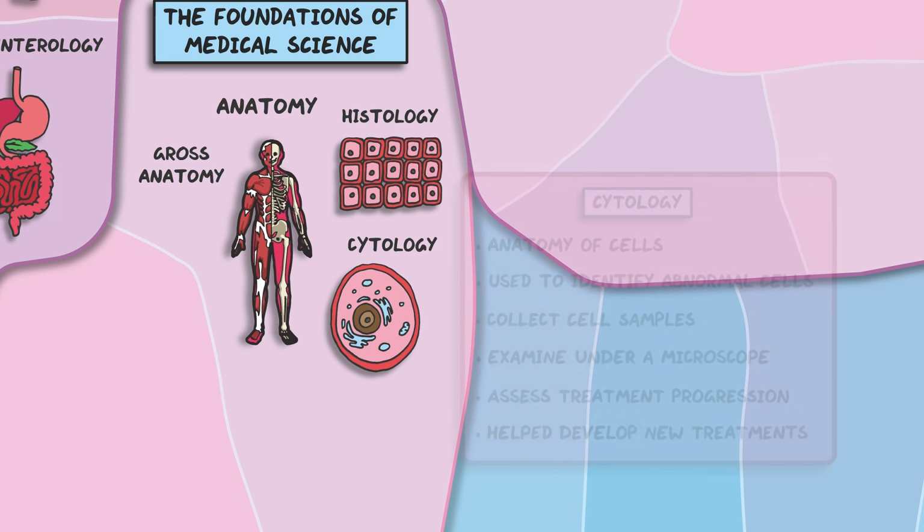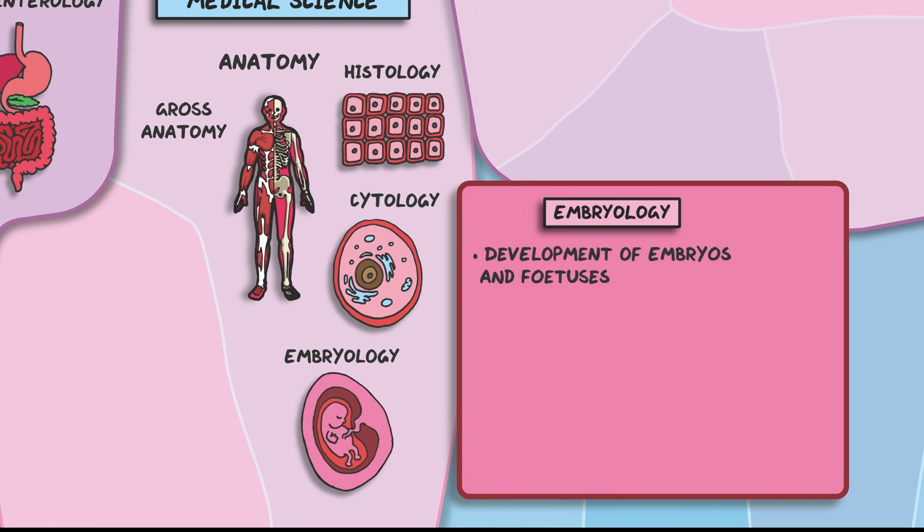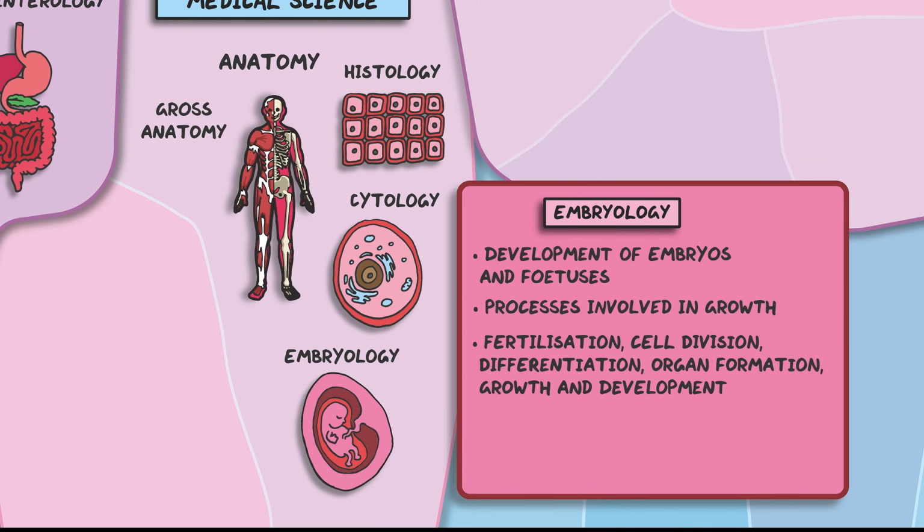The final section within anatomy is embryology, which studies the development of embryos and fetuses from fertilization to birth, and involves the study of the physical, genetic, and biochemical processes that underlie the formation and growth of an organism from a single fertilized egg cell. Topics include fertilization, cell division and differentiation, organ formation, and growth and development.